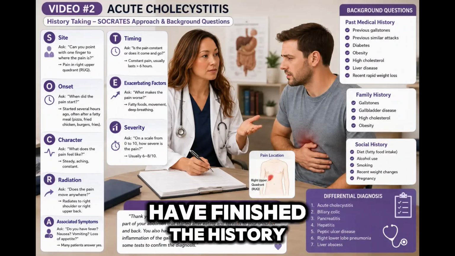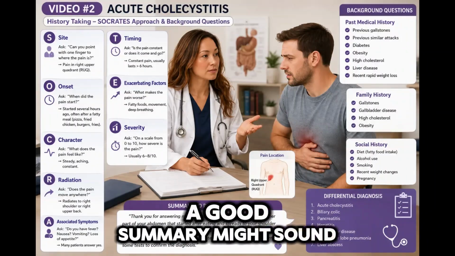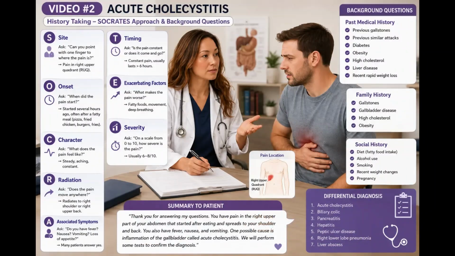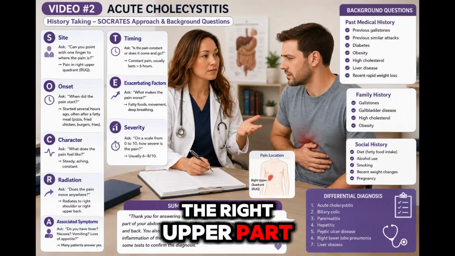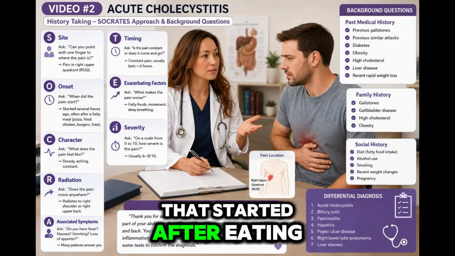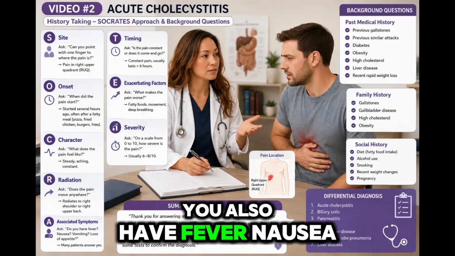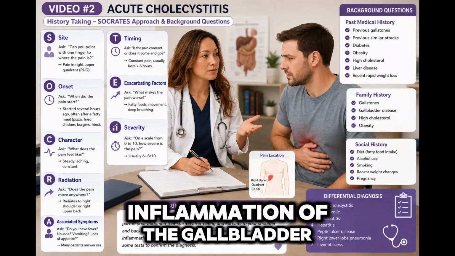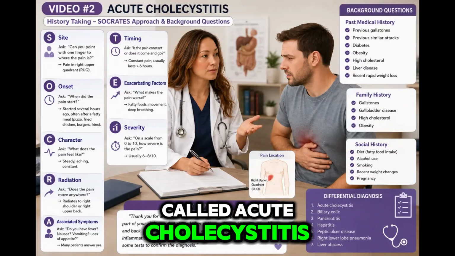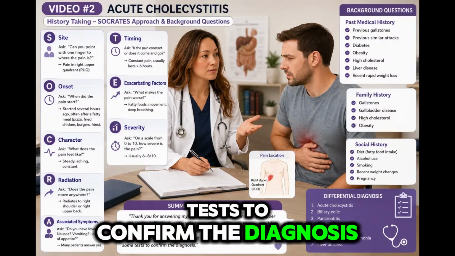Now let's imagine we have finished the history. How do we summarize the case to the patient? A good summary might sound like this. Thank you for answering my questions. You have pain in the right upper part of your abdomen that started after eating and spreads to your shoulder and back. You also have fever, nausea, and vomiting. One possible cause is inflammation of the gallbladder called acute cholecystitis. We will perform some tests to confirm the diagnosis.